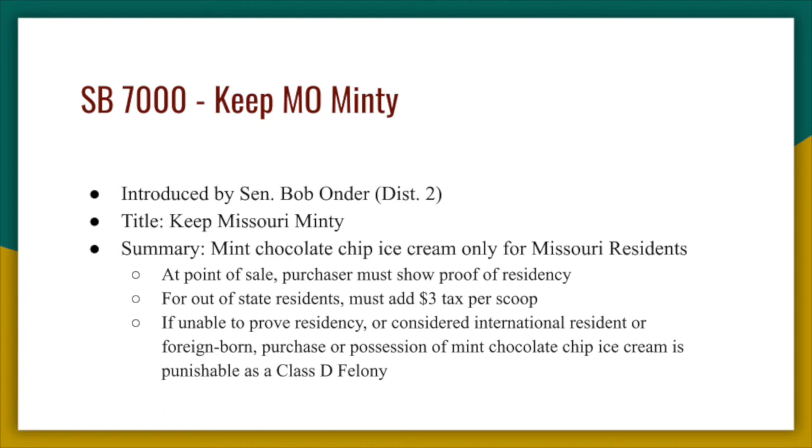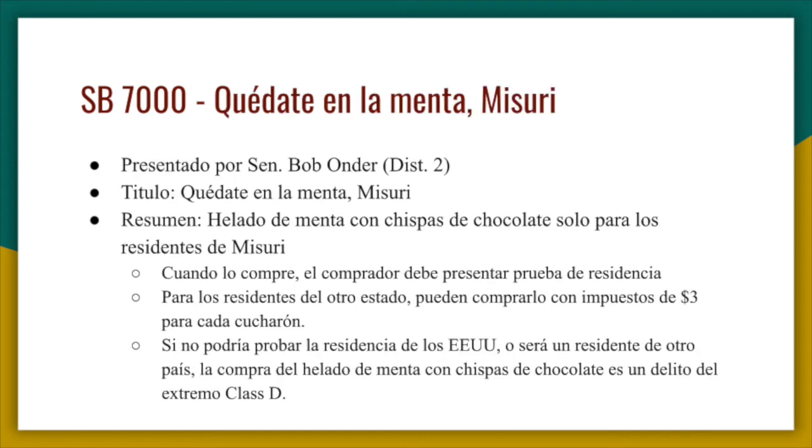And then Annabelle, your question about what comes after talking points, I'll shoot you a message for that in a second before we break out into groups. Pam asks, if the ice cream is only for Missouri residents, how can there be a $3 surcharge for out-of-state residents? I'll let you handle that one, Rita.